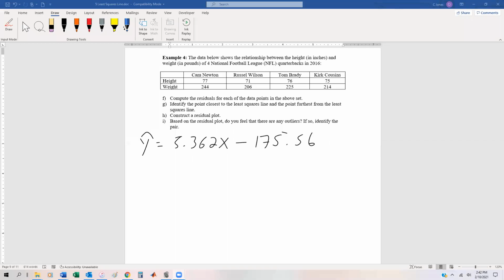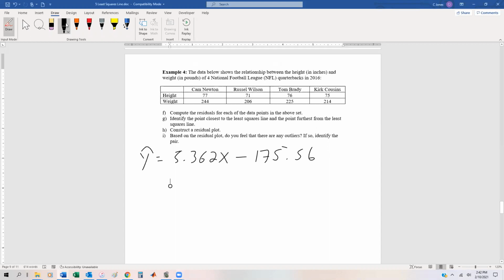In the previous video, we were able to get to the least squares line, and we were able to verify an interpolation using this equation for the above data. And we're going to take things one step further in this video, and we're going to start taking a look at the residuals. So the first thing we're going to do is compute the residuals.